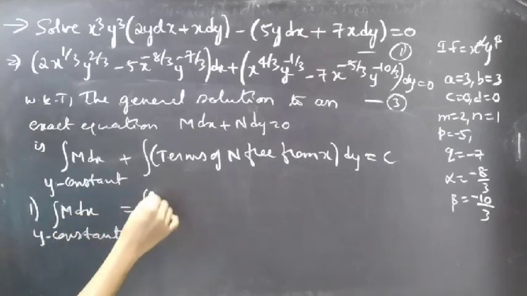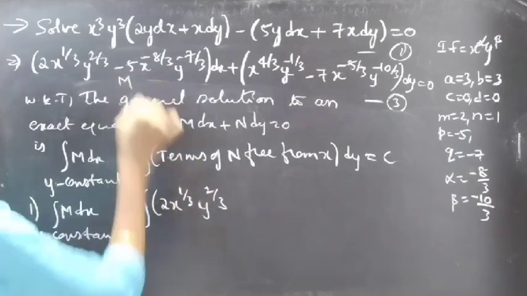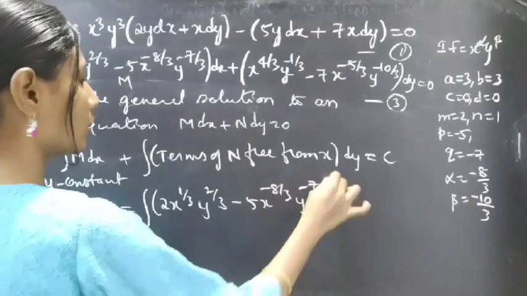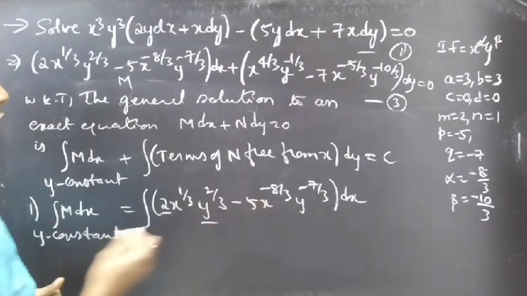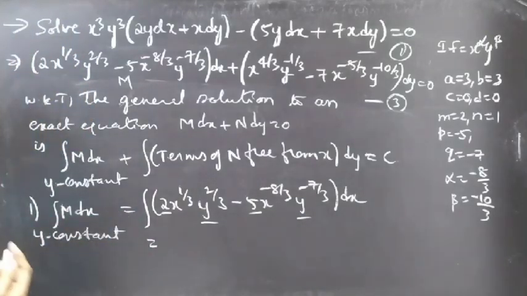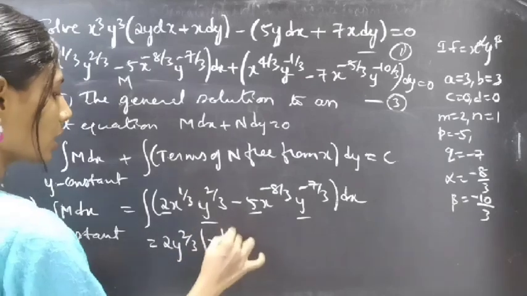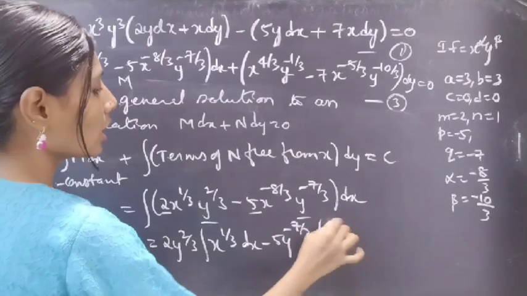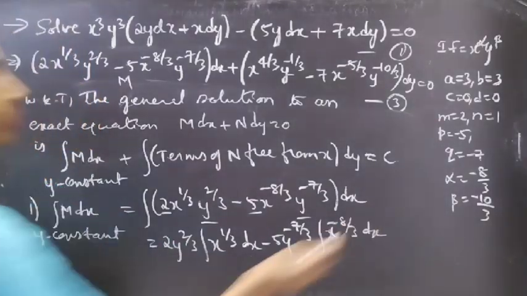We have M as 2 into x power 1 by 3 y power 2 by 3, minus 5 x power minus 8 by 3 y power minus 7 by 3, into dx. So here we have to treat y as constant. In the first term, 2 into y power 2 by 3 is constant, and in the second term, minus 5 y power minus 7 by 3 is treated as constant. Now we can write this as 2 y power 2 by 3 into integral x power 1 by 3 dx, minus 5 y power minus 7 by 3 into integral x power minus 8 by 3 dx.